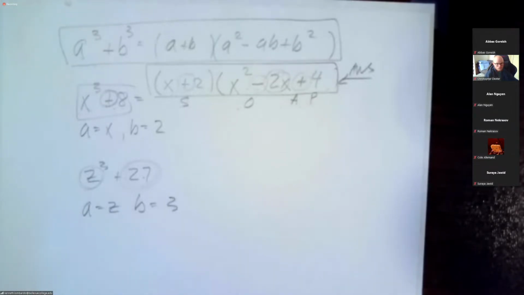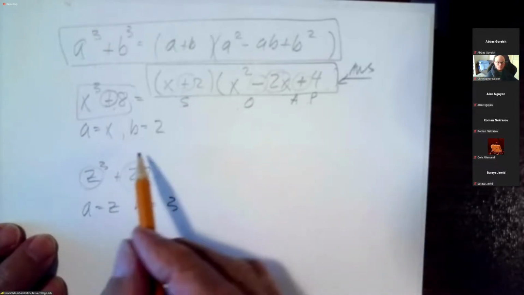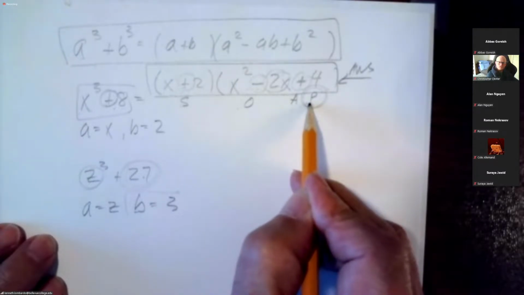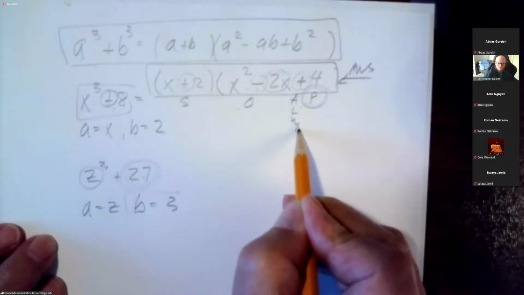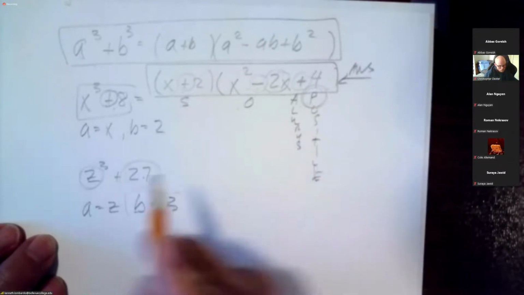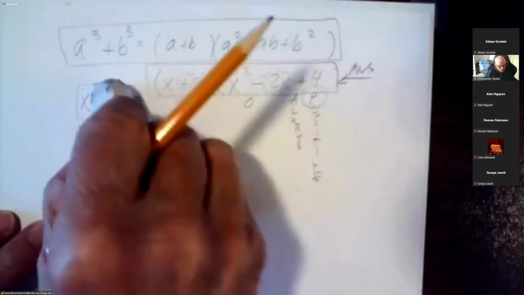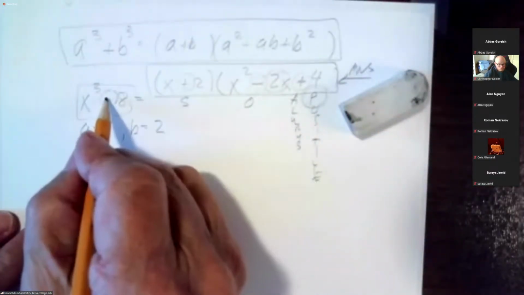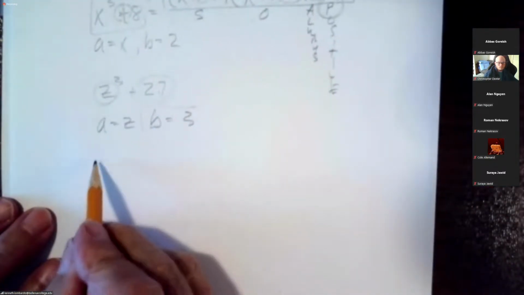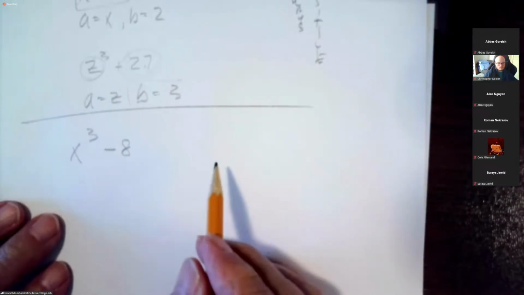Excuse me, what was b? Oh, this here? That's always positive. So if that x to the third was an x to the third minus 8, it would then go to... Well, let's just do it. This one is plus. Let's take a new problem. x cubed minus 8.